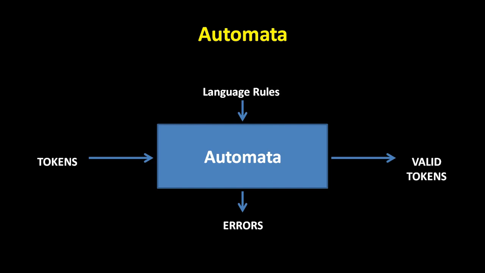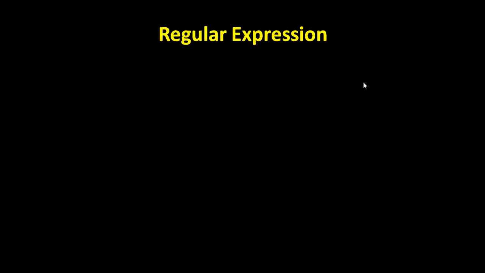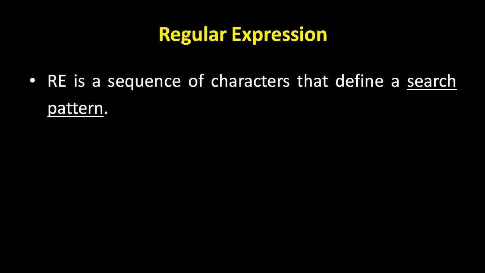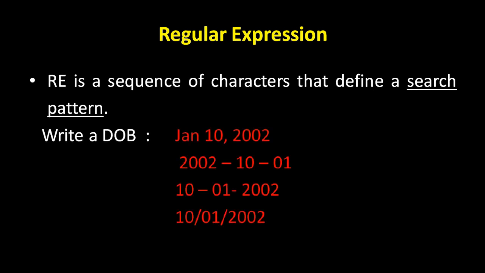The next term we should know is regular expression. Regular expression is nothing but a pattern which shows the format of the identifier. For example, if I want you to write your date of birth, you may write like this. First one is month name, then date, comma, then 4-digit year. Or you may write first the year number, then hyphen, month number, hyphen, then date. Or you may write first the date, month and then year, separated by different special characters like slash. So you may write your date of birth in your own format.